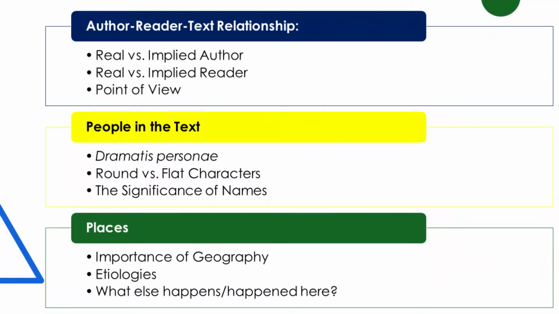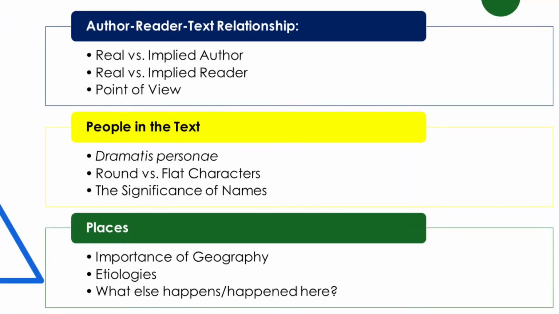The same thing is true of the author. There's a real author, that is, who historically put words on paper, which we'll never fully know, versus the implied author. What can we infer about the author's position? Point of view, is this told in the third person? Is it told in the first person? That's significant. Also, people in the text. We talk about different characters. Dramatis personae is just the fancy Latin way of saying the characters in the drama.